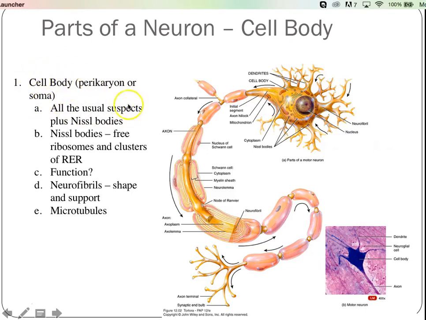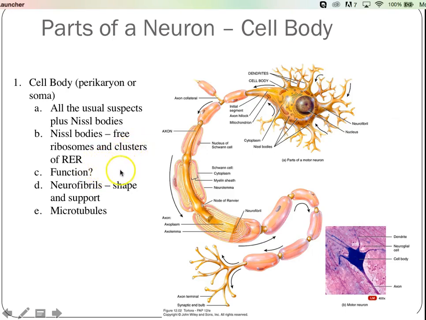In the cell body, you would find all of the usual organelles, so rough endoplasmic reticulum, smooth endoplasmic reticulum, mitochondria, Golgi complex, lysosomes, all that, plus something called a Nissl body. I should say there's plural, there's many of them. Basically a Nissl body is free ribosomes and clusters of rough endoplasmic reticulum. You guys remember what ribosomes do? Hopefully you remember that they make proteins, right?